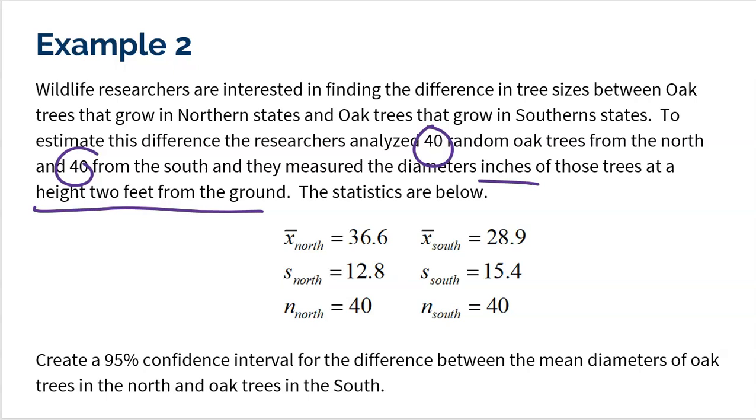From the 40 trees from the north, the average was 36.6 inches in diameter, standard deviation 12.8, and the average for the southern oak trees was 28.9 with a standard deviation of 15.4. So I'm going to do my north minus my south. So a positive is going to mean that the north is bigger, which is obviously what happened in my two samples. But again, a negative would mean that the south was bigger. All right, so it wants me to create a 95% confidence interval for the difference between the mean diameters of oak trees in the north and oak trees in the south. So here we go.